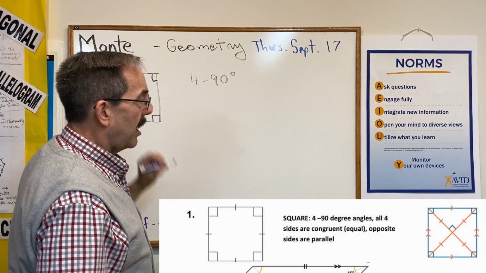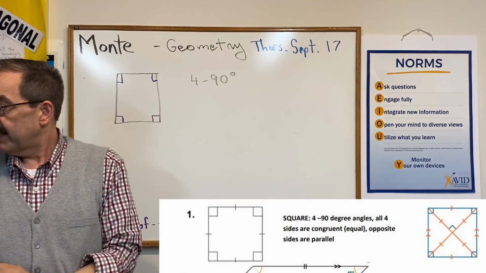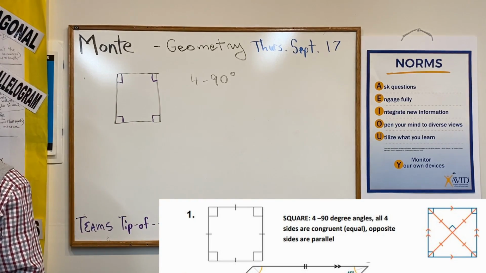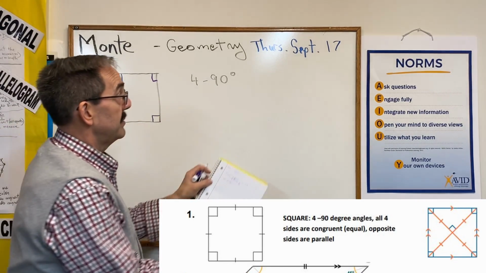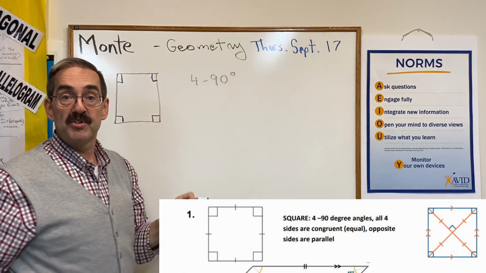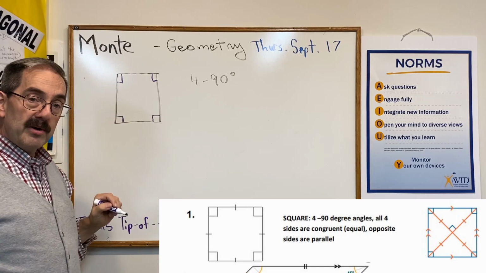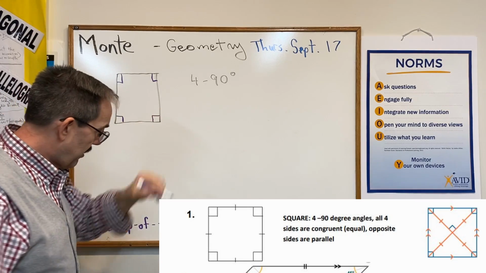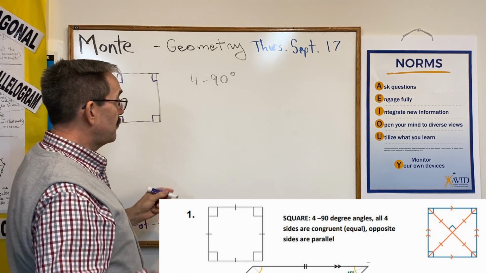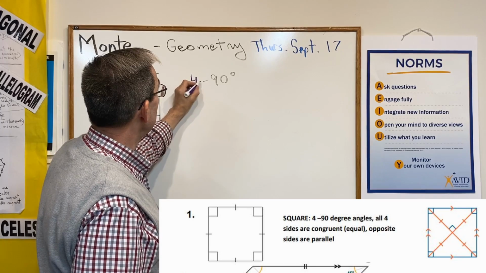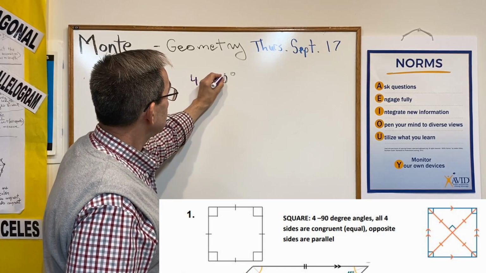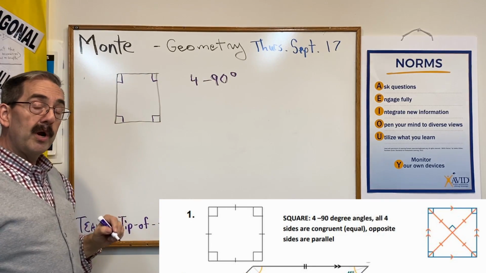So you're supposed to be taking notes. Get yourself some sort of a spiral, and you can actually label it. Day 2, Thursday, September 17th. These little squares in the corner mean 90 degrees. Write it down. What makes a square a square? 4 90-degree angles.